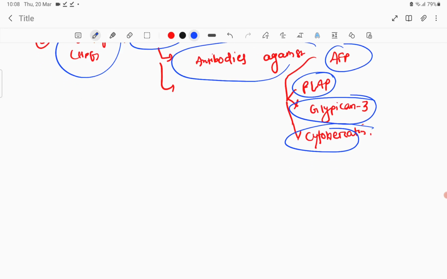If you go for neoadjuvant chemotherapy, platinum based chemotherapy has to be given, 3 to 4 cycles. 4 cycles should be completed. Okay.